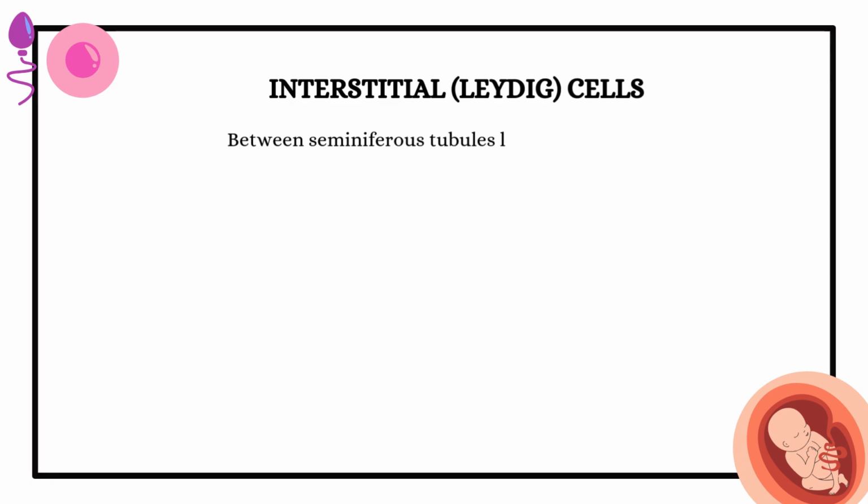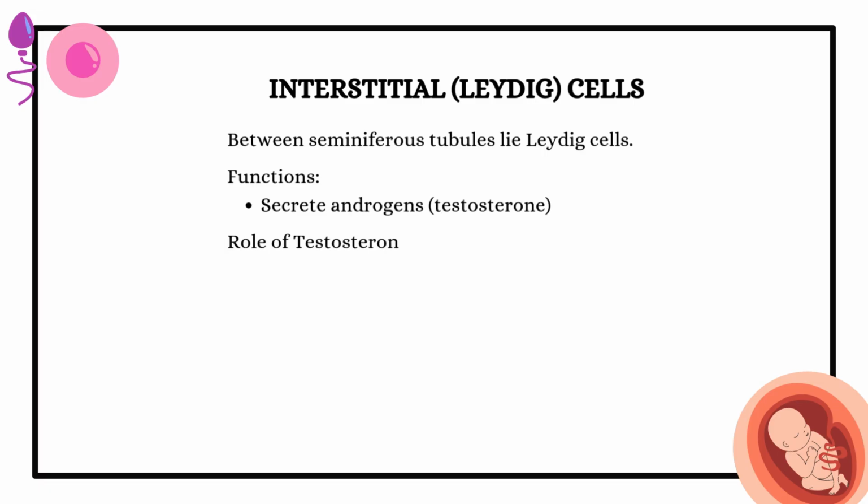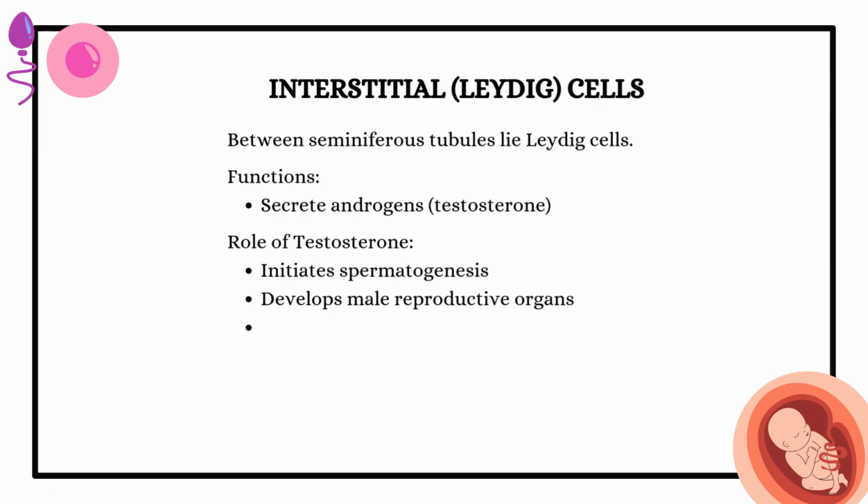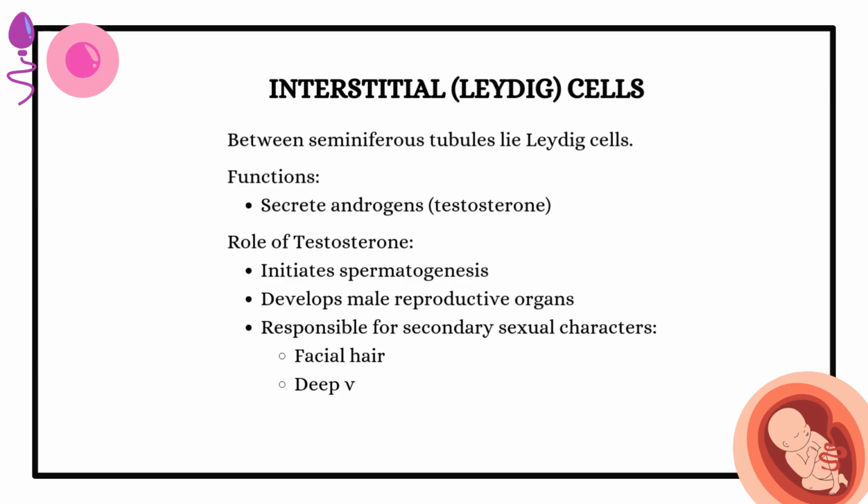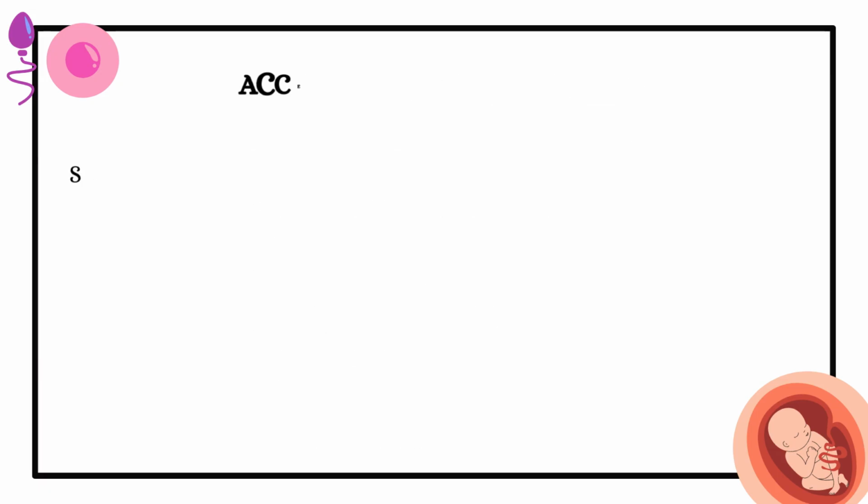Interstitial or Leydig cells. Between seminiferous tubules lie Leydig cells. Their function is to secrete androgen or testosterone. The role of testosterone is to initiate spermatogenesis, develop male reproductive organs, and is responsible for secondary sexual characters that are facial hair, deep voice, increased muscle mass, and broad shoulders.